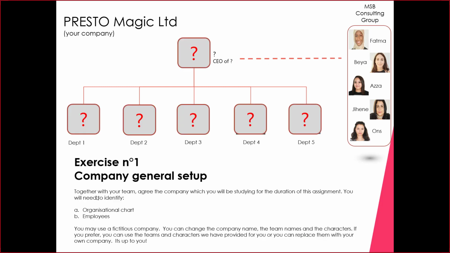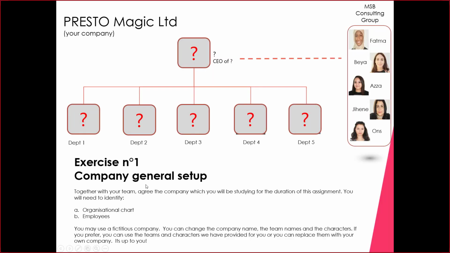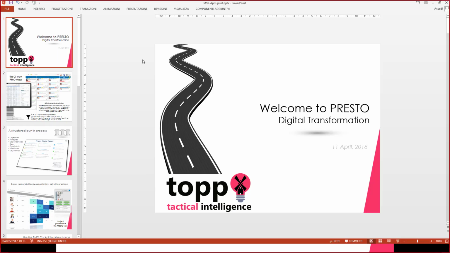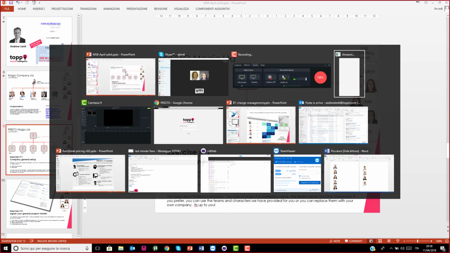So the first exercise, which we can start doing tonight, is to identify the company. Basically, what you have to do on your own is agree the organizational chart and agree the employees. So let's go in here now. Let me see if we can go into Presto. Here we go.